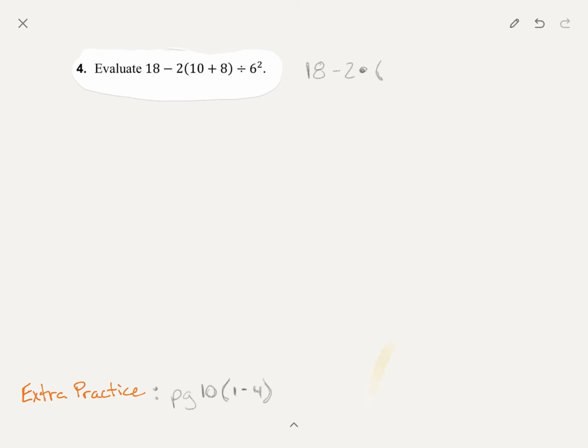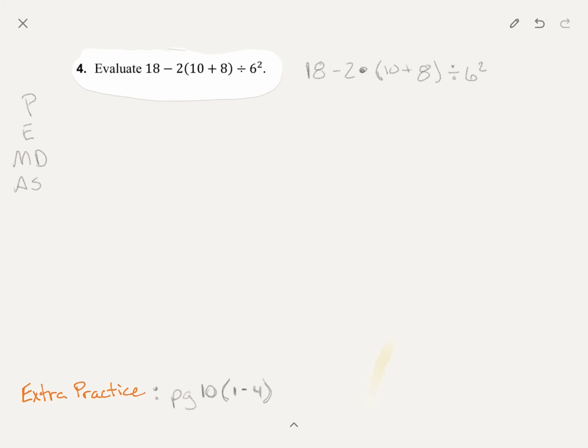So if you want to rewrite this problem, it can also look like this: 18 minus 2 times (10 plus 8) divided by 6 to the second power. All right, so now if you need to remember anything, it's PEMDAS. So I'm going to just write it over here as a reference.